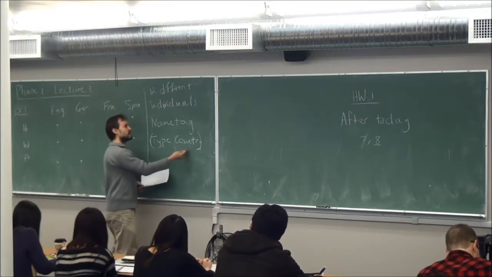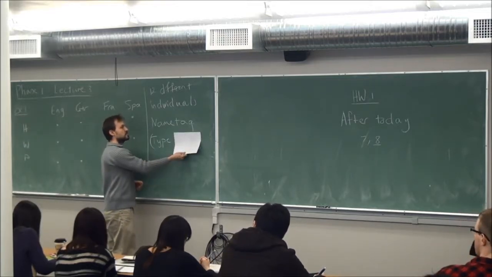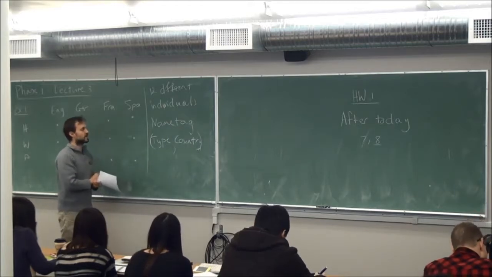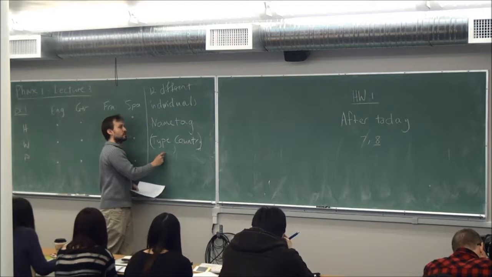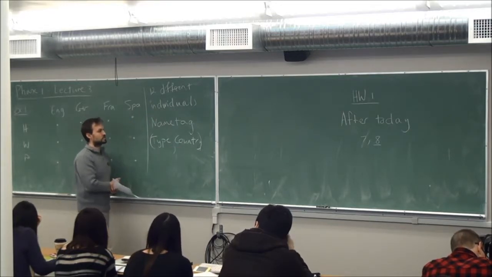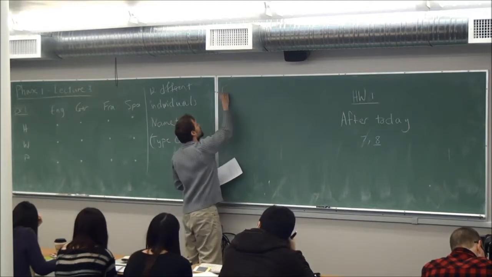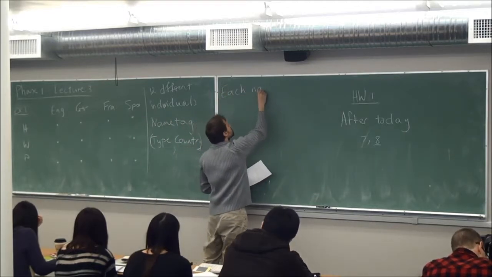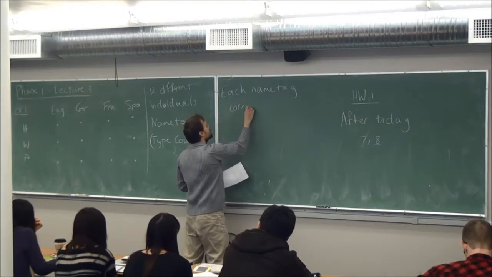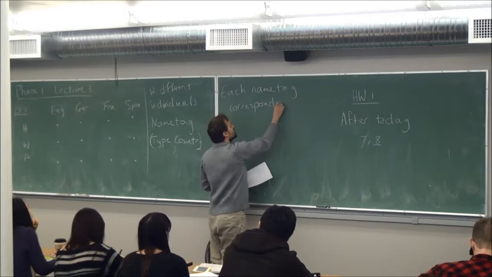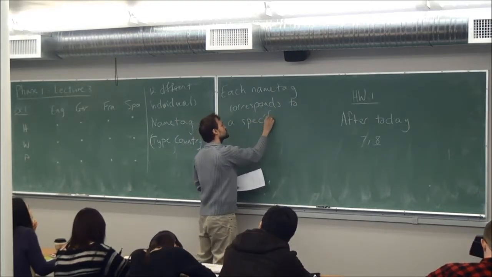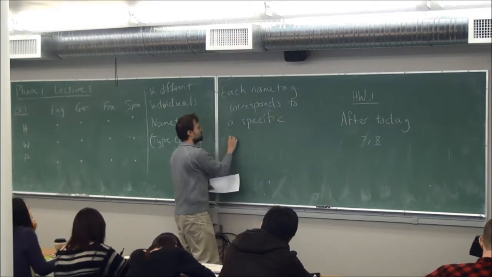I'm not interested in anyone else. So everyone has a name tag, and just knowing one entry in the name tag doesn't specify an individual exactly. I need to know both. And if I do have a specific name tag, that corresponds to a specific individual. So let's say each name tag corresponds to a specific individual.